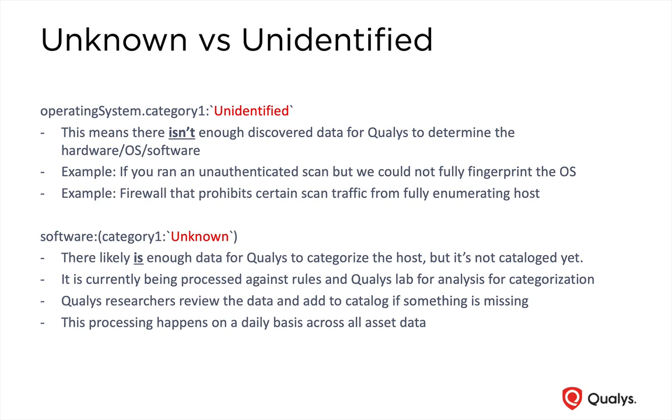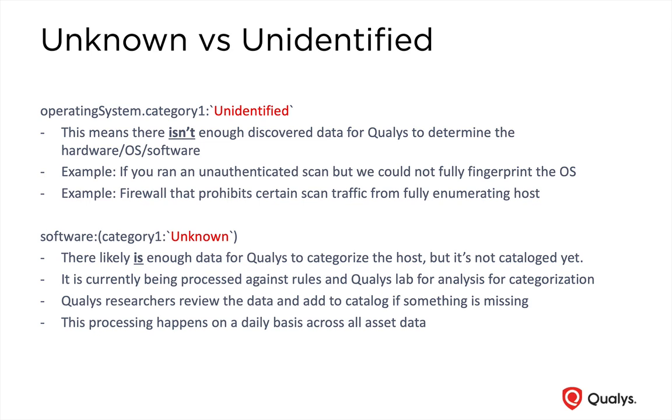Now, the other term in this slide is unknown, and that means there likely is enough data for Qualys to categorize the host, but it's not cataloged yet. So that means it's currently being processed against rules in the Qualys lab for analysis. There's researchers that we have that are reviewing that data and adding that to the catalog. So over time, you might see it move from unknown to something very specific.